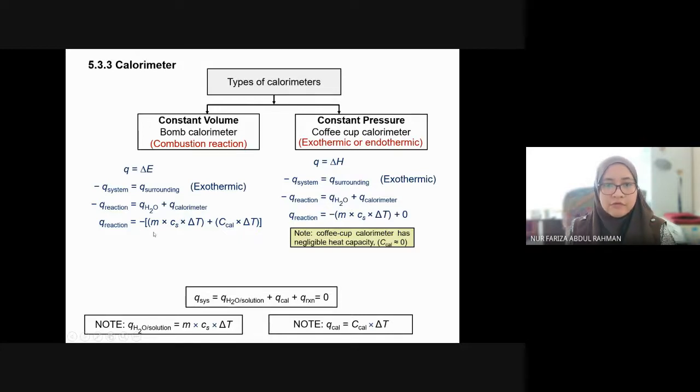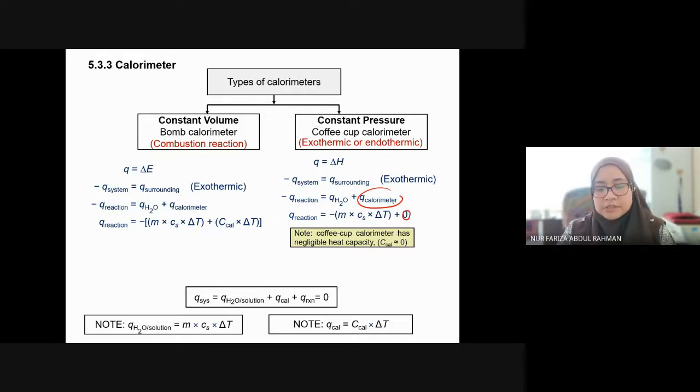Okay, alright. To calculate the Q reaction, you expand this H2O, what is its mass? CS delta T. And then Q calorimeter, what is it? Okay, alright. So for this one, normally, okay, again it depends. For coffee cup calorimeter, okay, sometimes it says negligible. So we can assume that the heat absorbed by the calorimeter is equal to 0. Okay, sometimes they do give it.